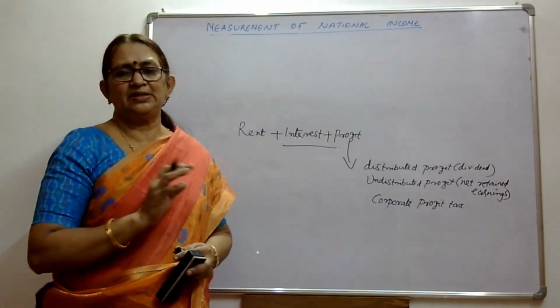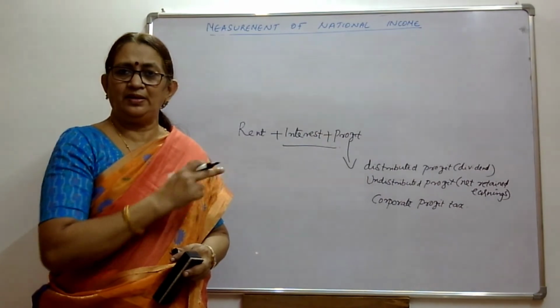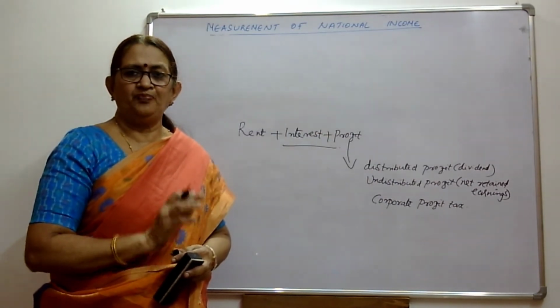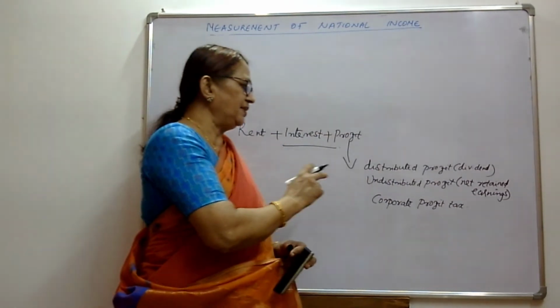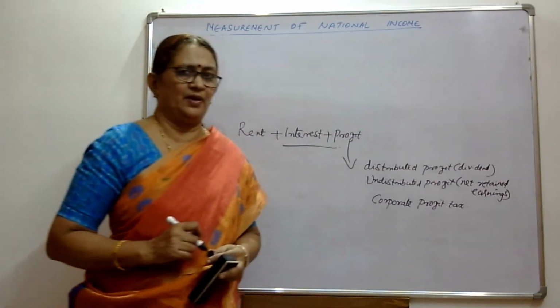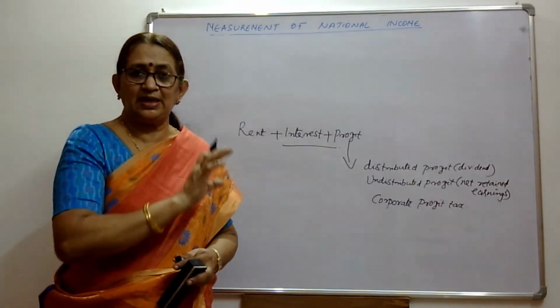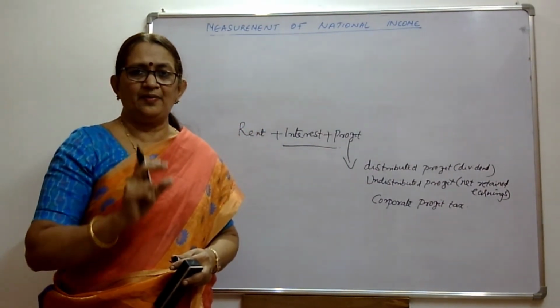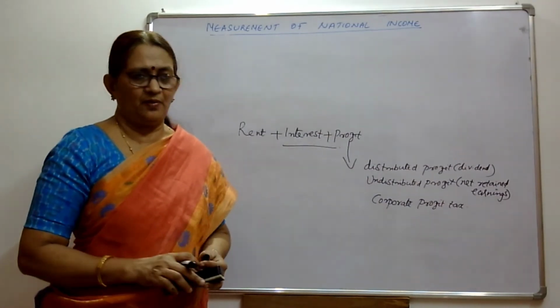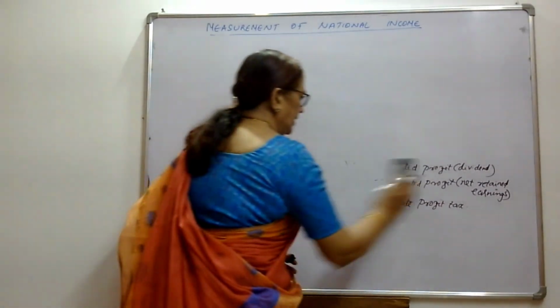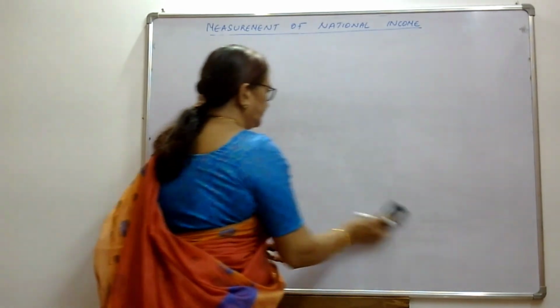Sometimes the term profit will be given, or these components will be given. If profit is given, there is no need to take these components. But sometimes these three components will be given, so we have to add them in order to get the value of profit. Okay, now we go back to mixed income.